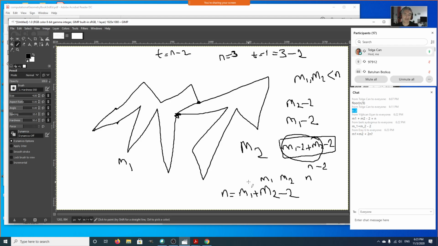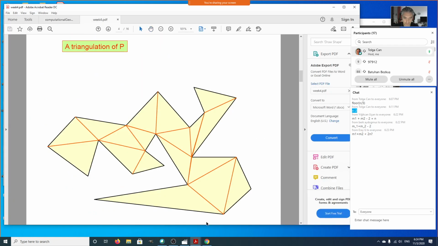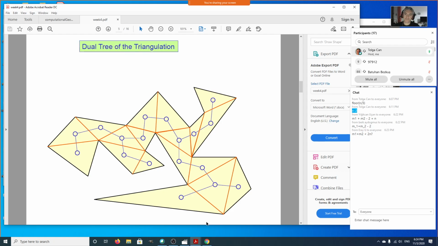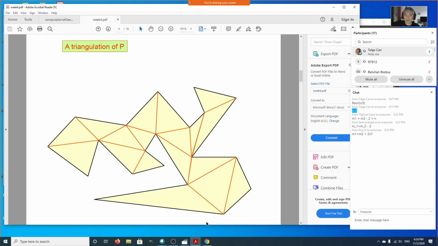When we have the triangles, how can we use them to solve the art gallery problem? That's the next thing. Let's see on the slides how they're covered. So this is a triangulation. Also, there is the dual of a triangulation. Imagine for each triangle, we construct a graph in which every triangle is a node in this graph.